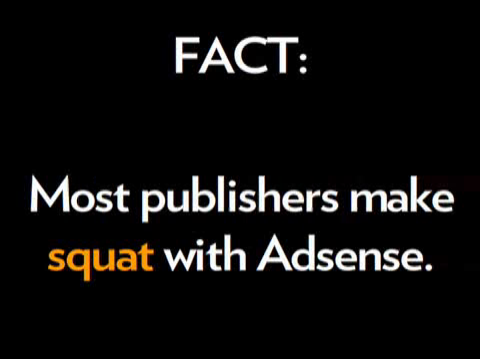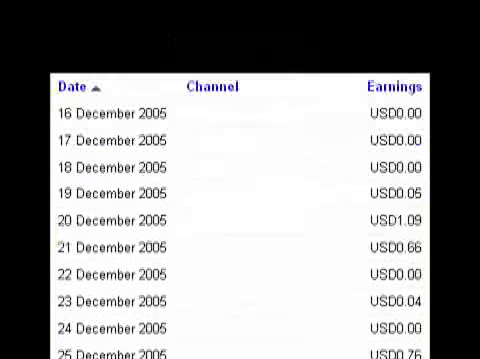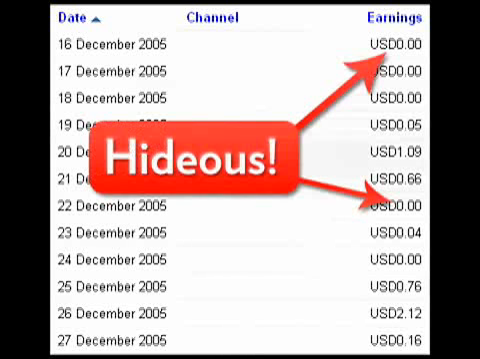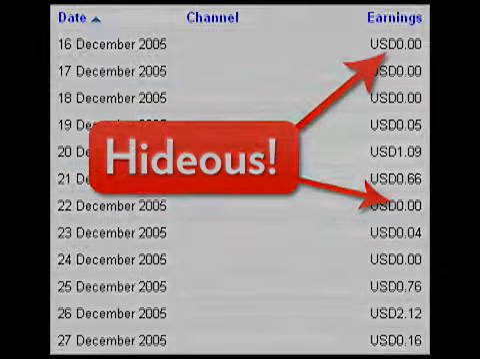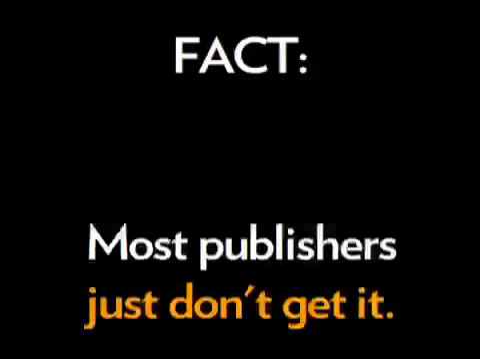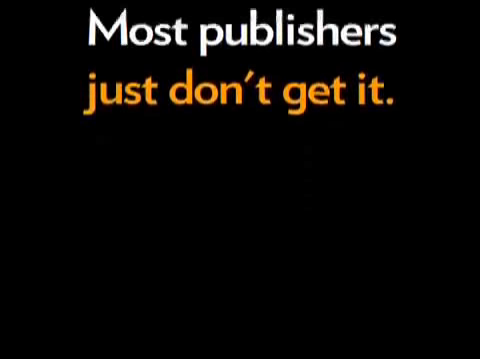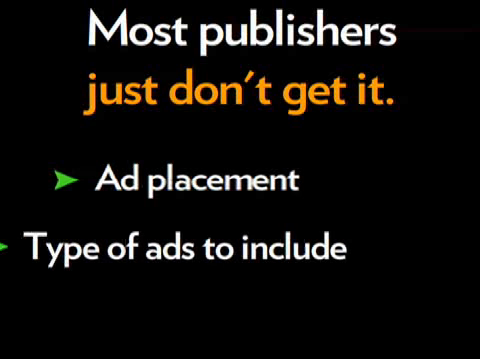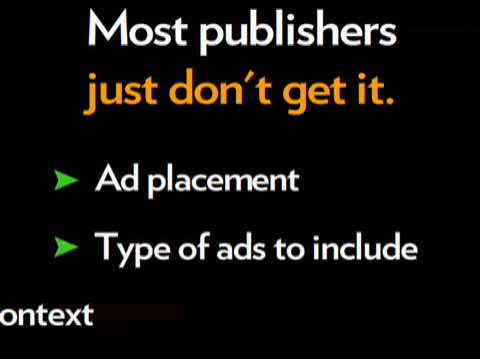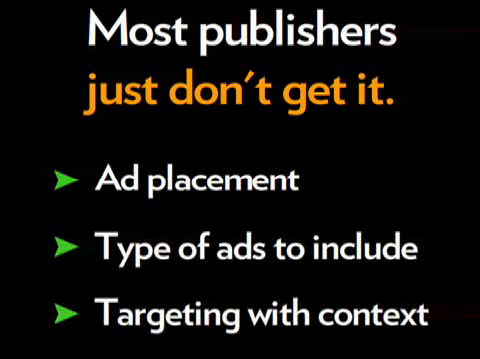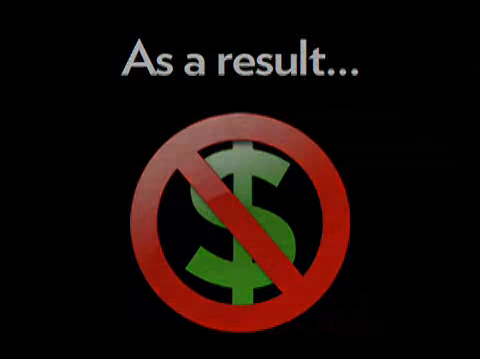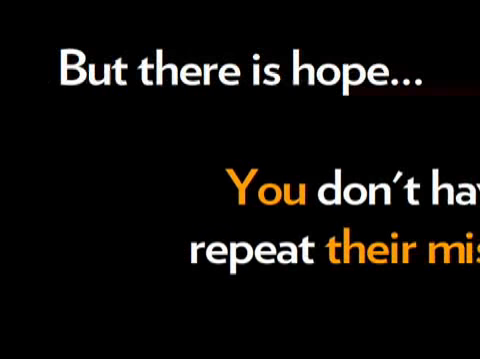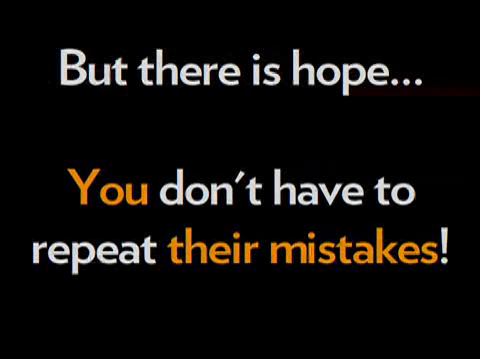First of all, it's a fact that most publishers don't make a thing off Google AdSense. They might scrub $1, $2, $3 a month, but let's face it, that's not going to pay the bills. Another fact is that most people don't know how to use Google AdSense the right way. They don't know where to place their ads, they don't know what type of ads to put on there, and they don't really know how to get Google to serve the most targeted ads. So, as a result, they don't make any money. The good news here, though, is that you don't have to make the same mistakes that they do.